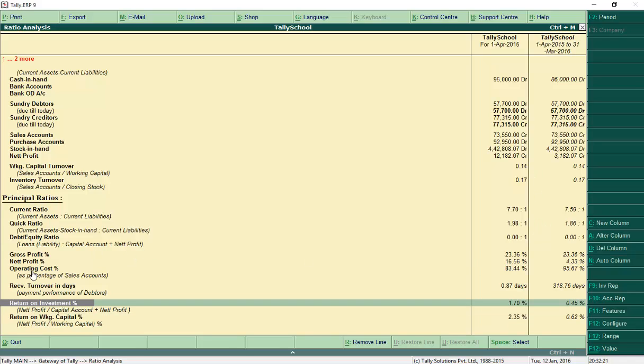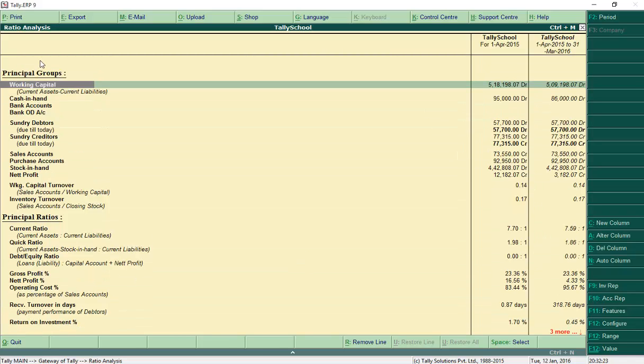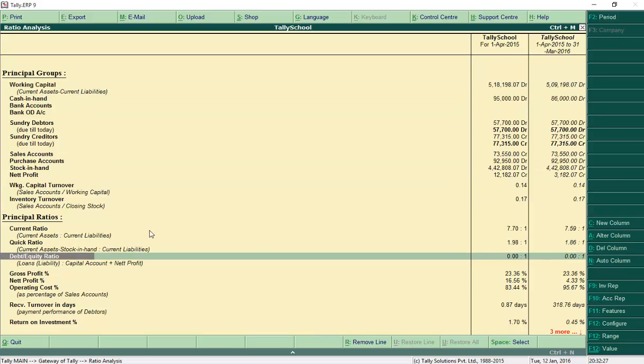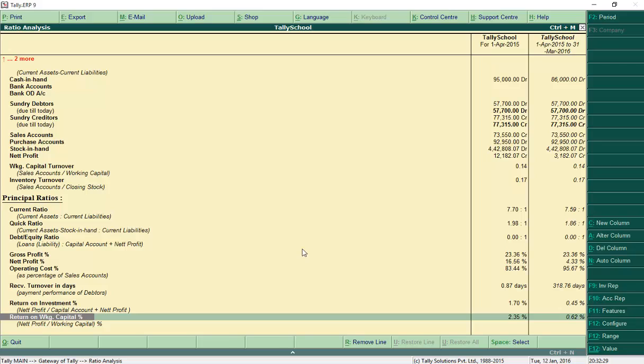These are our principal ratios and these are principal groups. Principal means very important for your business. So not much data has changed, but percentages have changed. So this is what ratio analysis is all about. You can make very quick and fast business decisions just looking at this single screen.